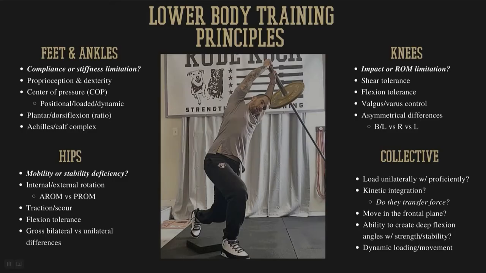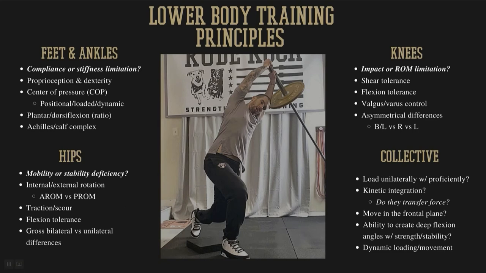As for general lower body training principles here, breaking these up into each major joint, we'll start out with the foot and the ankle. And what I look to here first is, do we have a compliance or a stiffness limitation? That's another way of saying, do we have a problem loading or producing force? Our compliance is going to speak more to our ability to load or accept force, where our stiffness is going to speak more to our ability to produce force.